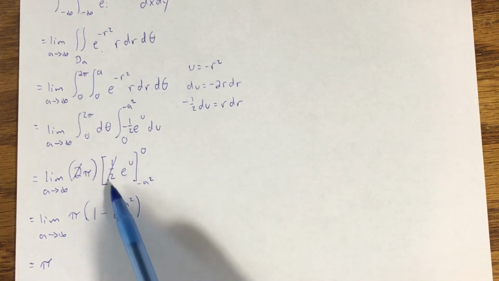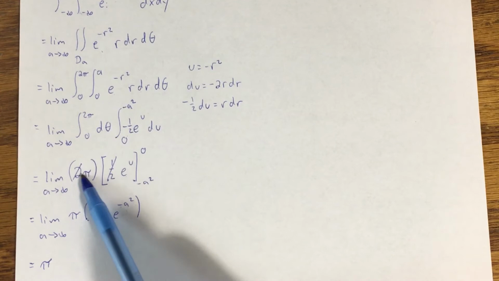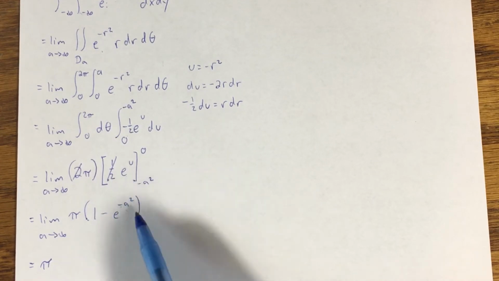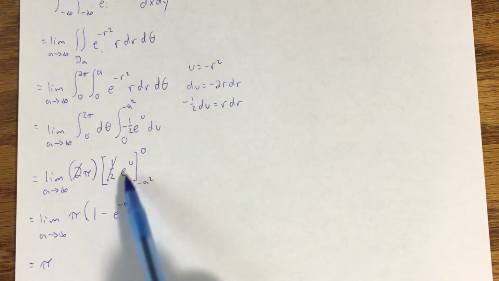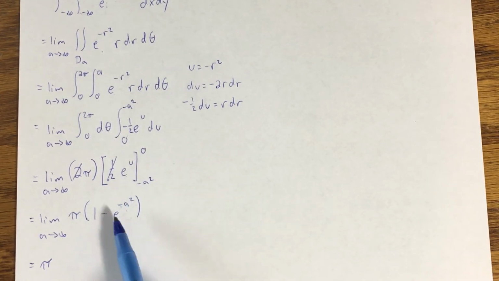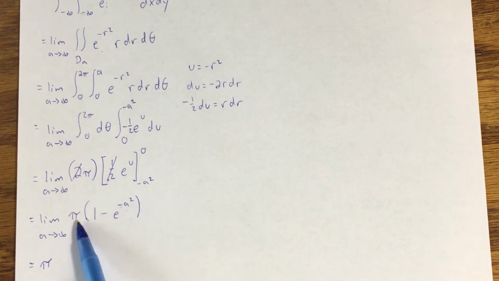Evaluating this integral, the 1/2 and the 2 are going to cancel out from here. E to the u, I'm going from negative a squared to 0. So that becomes e to the 0, which is 1, minus e to the negative a squared. And that whole thing is times pi. That was from this part right here.